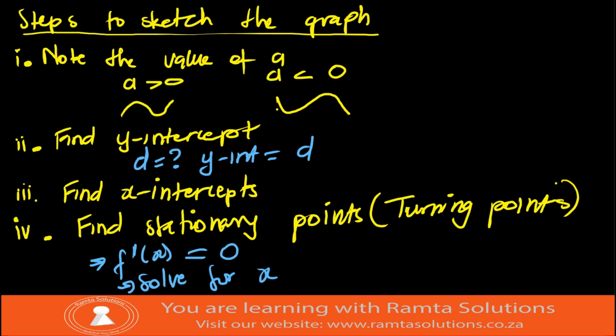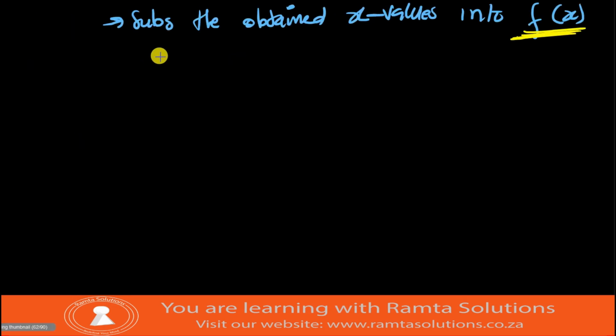By the way, I must say, when I say find the x-intercept, it means you must say f of x equals 0, right? Obviously, when you solve for x, y must be 0. So you substitute the obtained x values into your original formula. Remember, not into the first derivative, into your original formula. Then you will get the corresponding y value, and this will give you the points with their x and y values, 2 points to be precise.